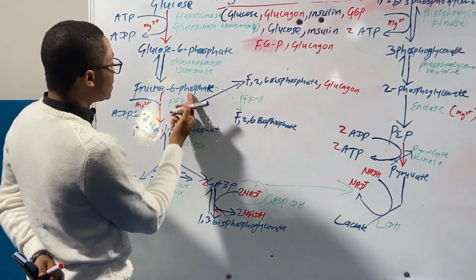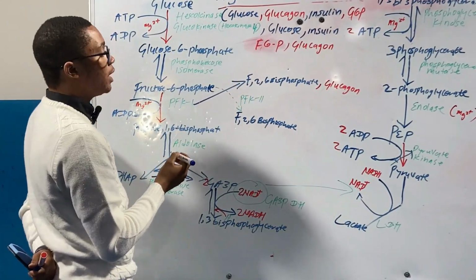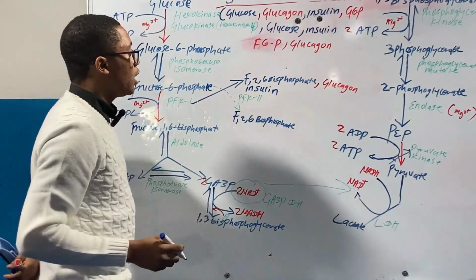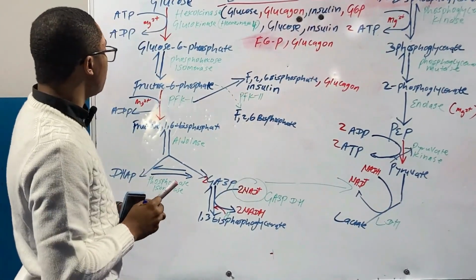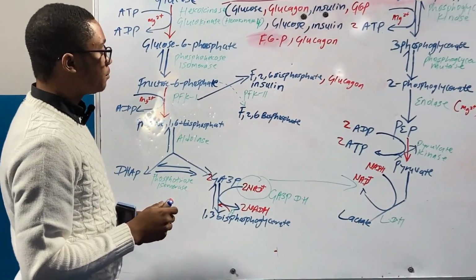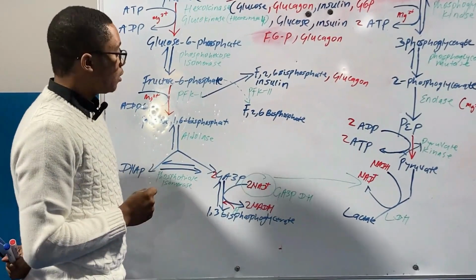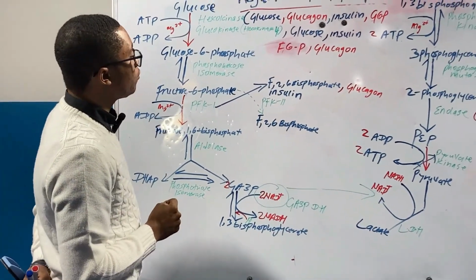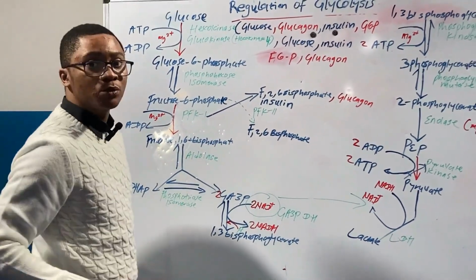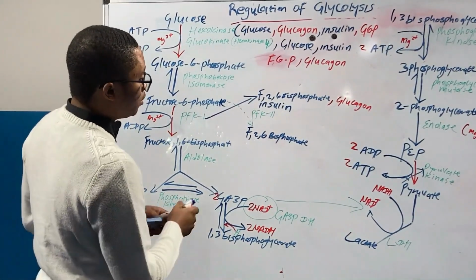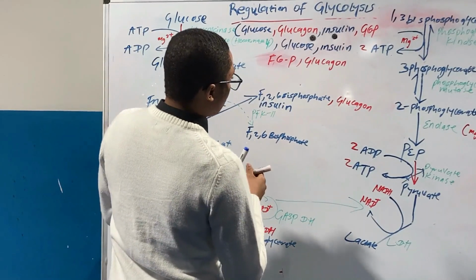Insulin increases the activity of phosphofructokinase type 1. So put insulin here as a stimulator of this enzyme. All right, so another inhibitor of this process is a very interesting compound.